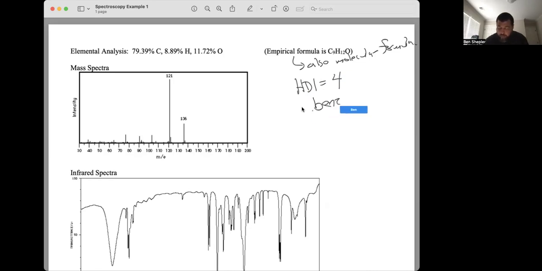That almost certainly means, based on the smaller molecules that we tend to do in these examples, that we've got a benzene ring. That's just about the only way to get such a high HDI with a relatively small molecule. And so I know I've got a benzene. And could I have, even without looking at anything else, if I know the HDI is 4, and so that means I have a benzene, could I have a carbon-oxygen double bond in this molecule?